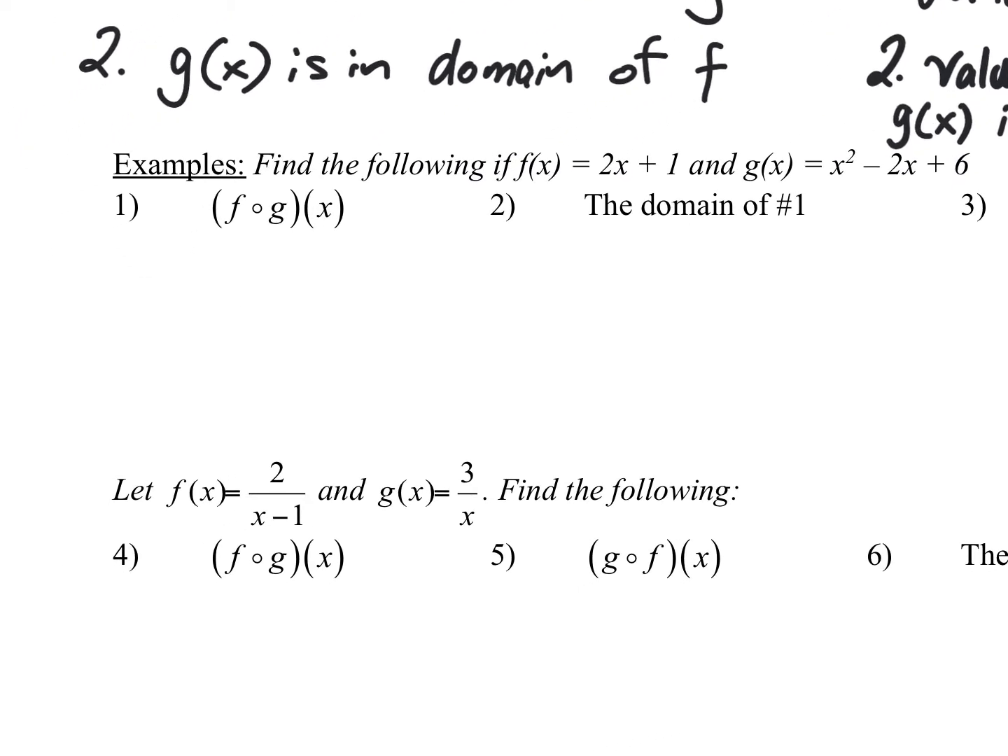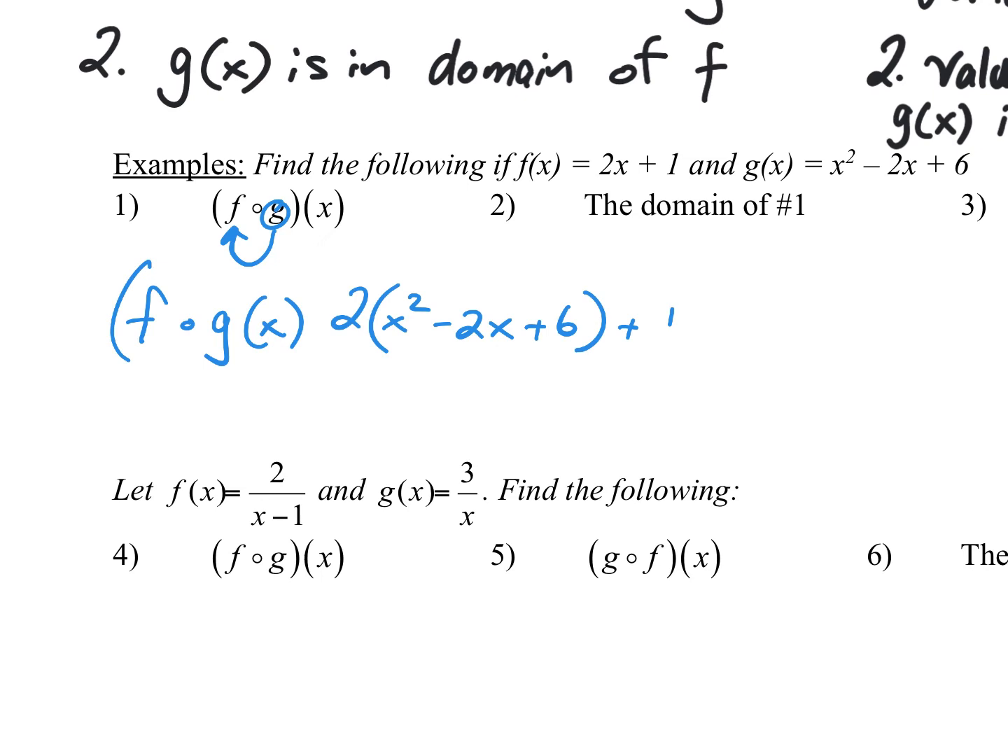So first, we're going to start with f of g of x. We're going to take g and plug it into f everywhere we have an x. So instead of the x there, we're going to plug in all of g: 2 times (x squared minus 2x plus 6) plus 1. This is f of g of x. I want to simplify this. Standard form's always preferred. I'm going to distribute that 2. I'm going to get 2x squared minus 4x plus 12 plus 1, which gets us plus 13.